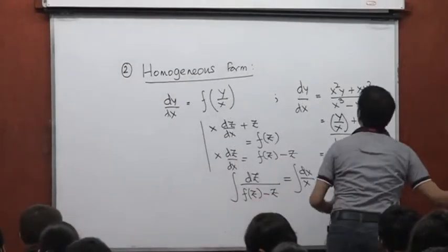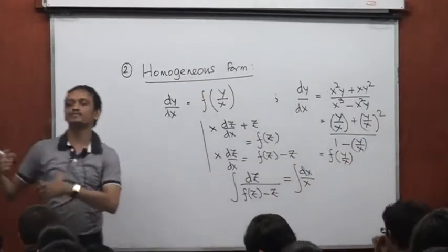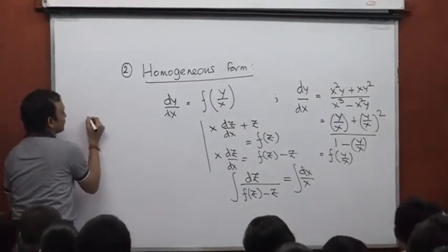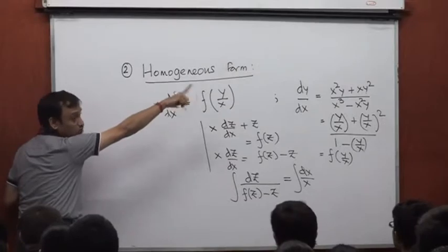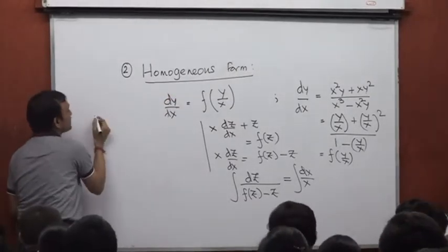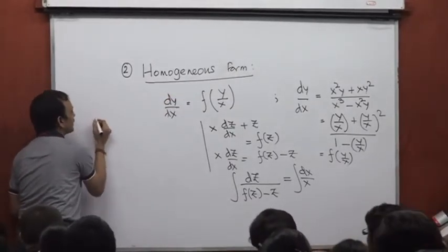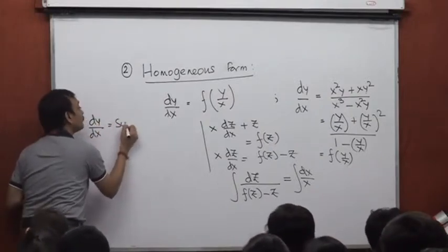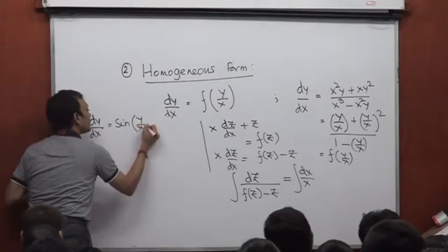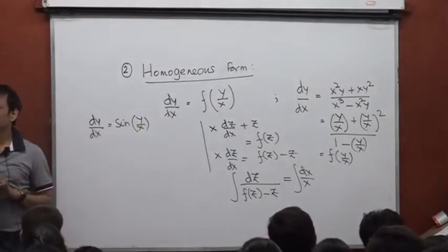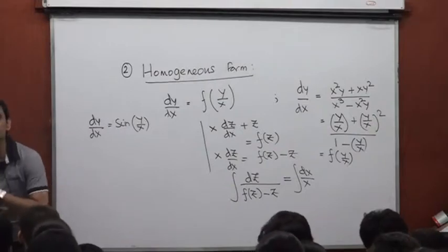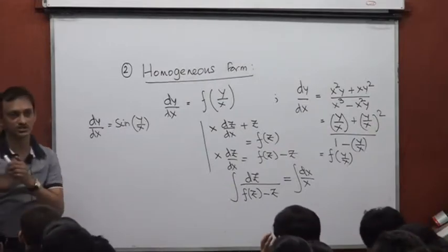There could be slight departure from these polynomials. It could be something like this also, where a polynomial may not be involved. In this case, it was a ratio of two polynomials, a homogeneous expression. We could also have had something like this. dy/dx, for example, is sine of y by x. This also I would term as homogeneous.